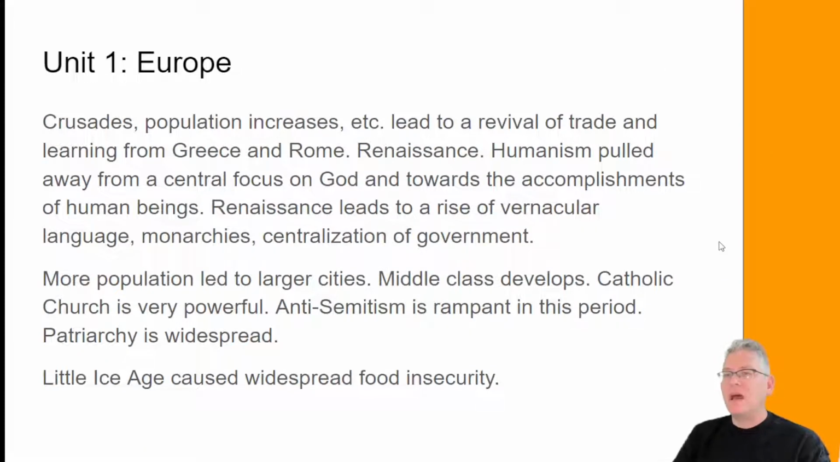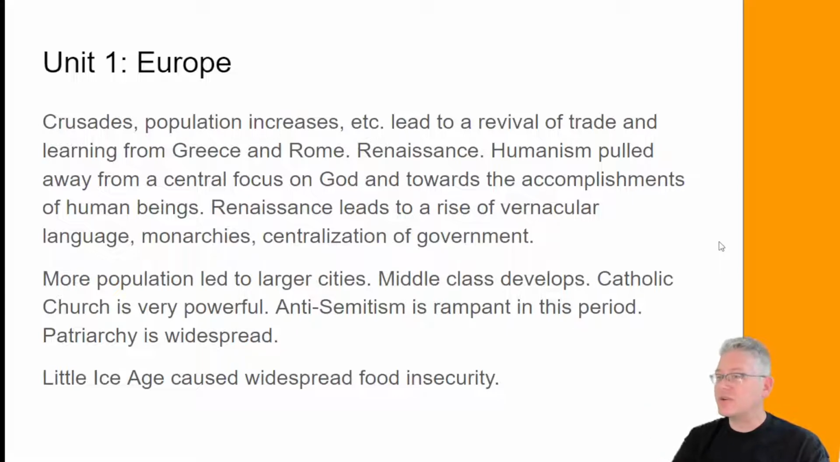All right. These crusades and population increases lead to a revival of trade and learning from Greece and Rome. That will lead to an event called the Renaissance. This is where humans are sometimes described as almost having moved away from God. I don't really think that's true. They still believed in God. They still went to church and they worshiped God. But the idea prior to this time period was that God was literally the only thing that mattered whatsoever. So humanism is this idea that pulls that central focus away and focuses on the accomplishments of human beings.